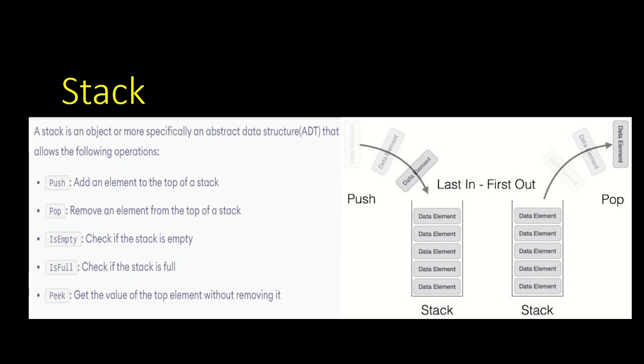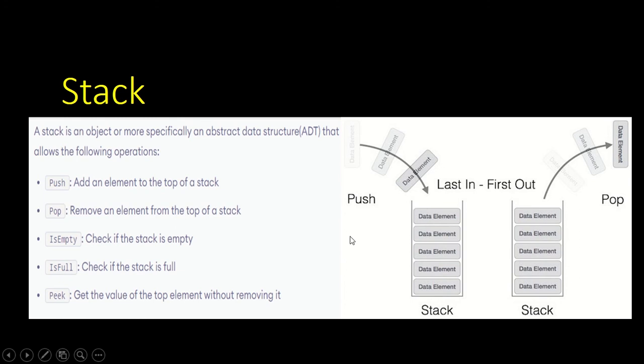So what is a stack? For a more clear definition, a stack is an object, or more specifically an abstract data structure that allows the following operations. So you push. The push here adds an element to the top of the stack, which is right here. When you push, you add an element at the top. And when you do the pop method, you remove an element also at the top of a stack. So the last in was also the first one to go out.